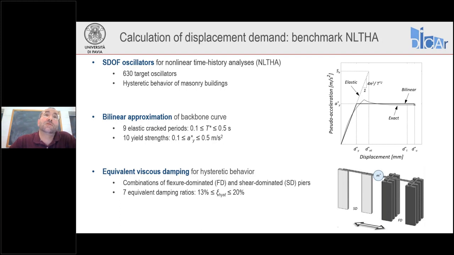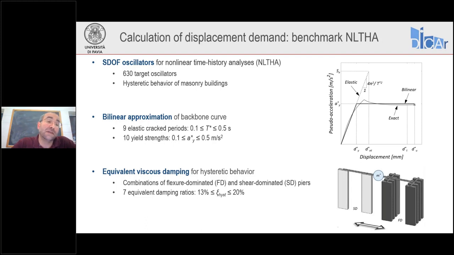So remember that to apply nonlinear time history analysis, you transform the multiple degree of freedom nonlinear structure into an equivalent elastoplastic single degree of freedom system. Well, we have analyzed single degree of freedom oscillators with hysteretic behavior representative of masonry buildings. We basically ended up with 630 target oscillators by changing the elastic period of the bilinear relationship between 0.1 and 0.5 seconds. This is our T star, the elastic period associated with the elastic branch of the bilinear relationship.